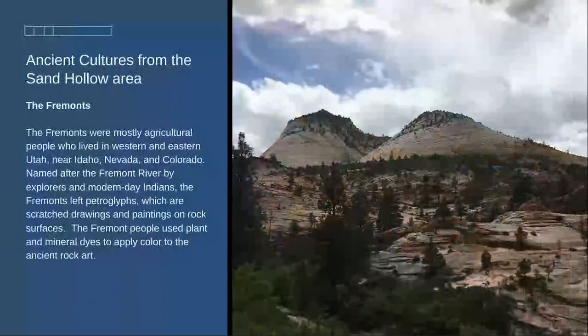An ancient culture of the Sand Hollow area is the Fremont, mostly agricultural people who lived in western and eastern Utah, near Idaho, Nevada, and Colorado, named after the Fremont River by explorers. Modern-day Indians, the Fremont glyph. Petroglyphs, which are etched drawings and paintings on rock surfaces. The Fremont people used plant and mineral dyes to apply color to the ancient rock art.